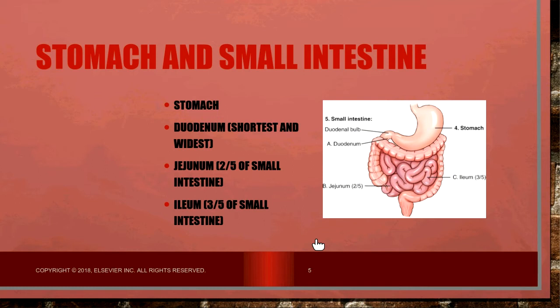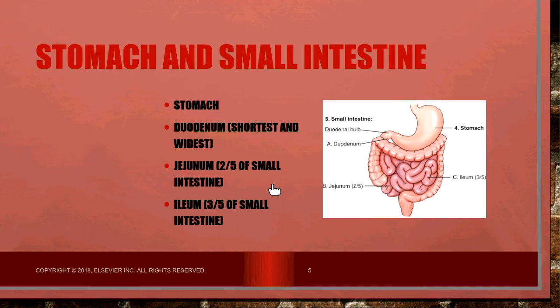Next, you have the jejunum, which makes up 2/5 of the small intestine. The jejunum is unique in that it has little villi, or microvilli, like hair-like projections that give it a feathery appearance, or it kind of looks like pillow stuffing on a radiograph. Okay, and then the last portion of the small intestine is the ileum.